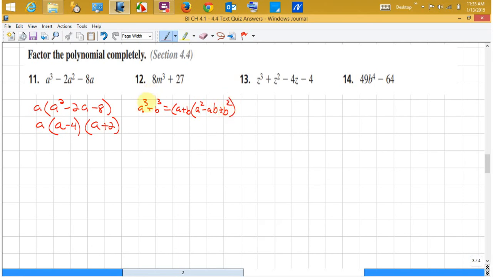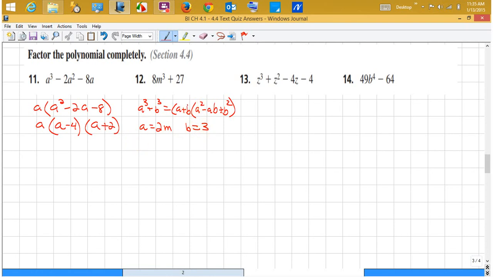Okay, so in this case, a is going to be the cube root of 8m cubed. So a is equal to 2m. b in this case would be equal to the cube root of 27, which would be 3. So let's plug those in.